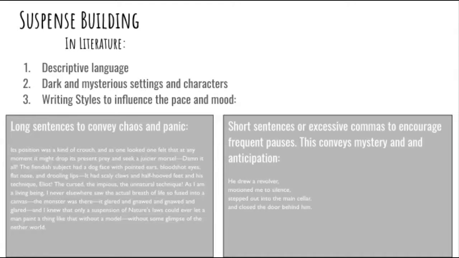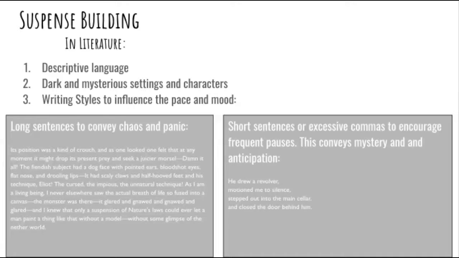In literature, it looks very different. In literature, to build suspense, all of the visuals have to be planted into the reader's mind. You don't have a visual aspect, so you have to create that using words. So this is where descriptive language comes in, and we've already talked at length about descriptive language, so you should all know what that is. But essentially, you want to use your descriptive language to create vivid images for your reader, images of dark and mysterious settings and characters.